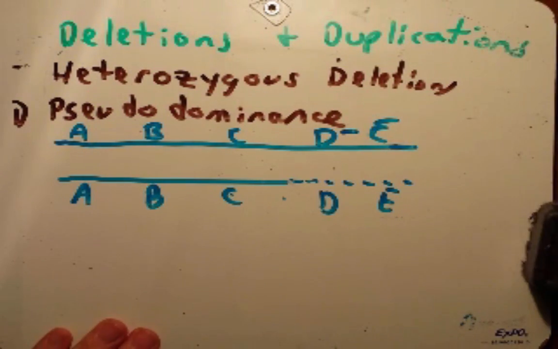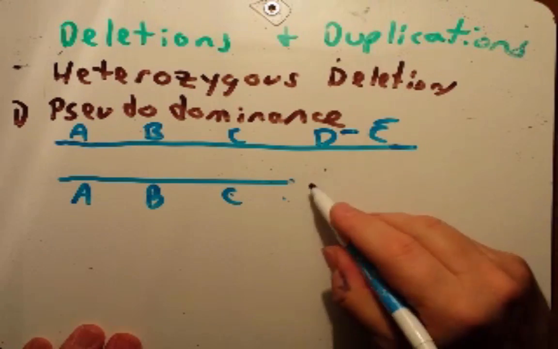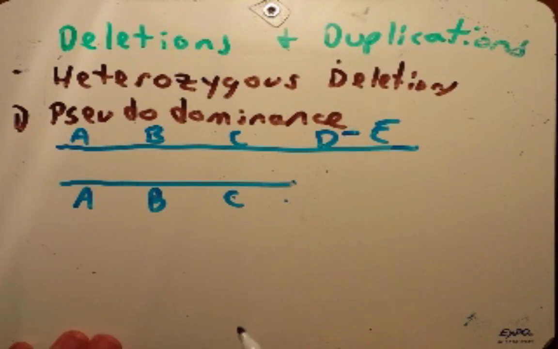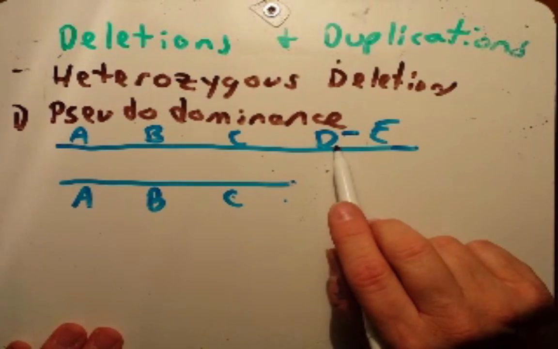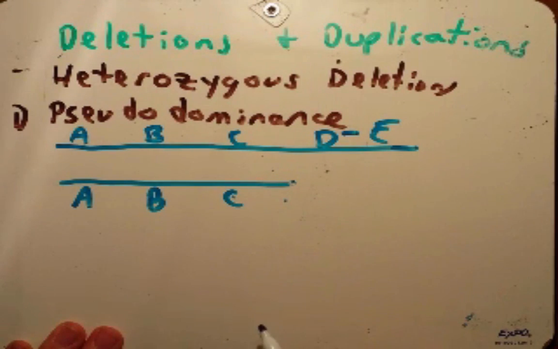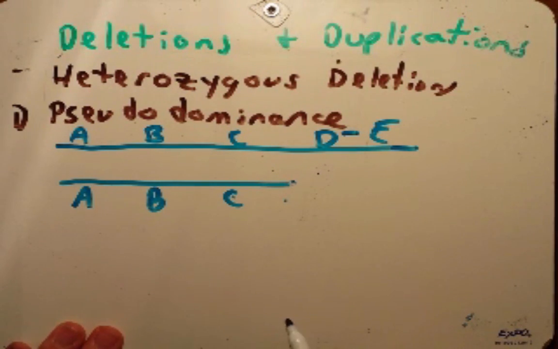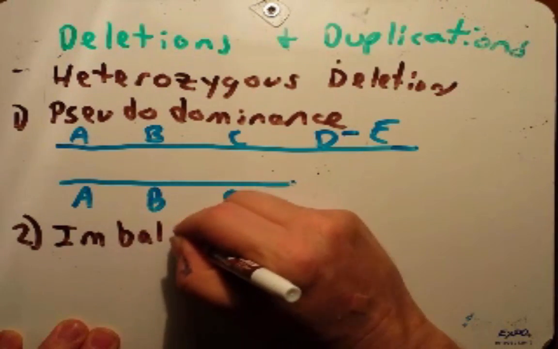But now, once you've deleted this, you no longer have the unmutated D to back it up. You only have the mutant one. So this mutant one now behaves as a dominant allele. So we call it a pseudo-dominant. It shouldn't usually be dominant, but when you remove the unmutated one, now you're going to see the effect of this mutant gene D.